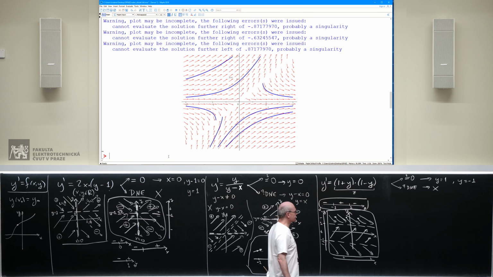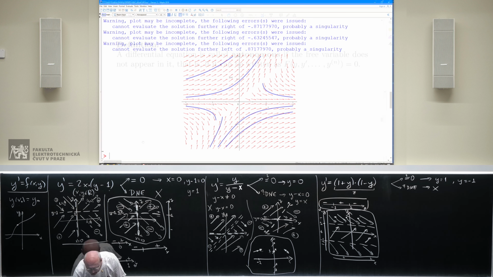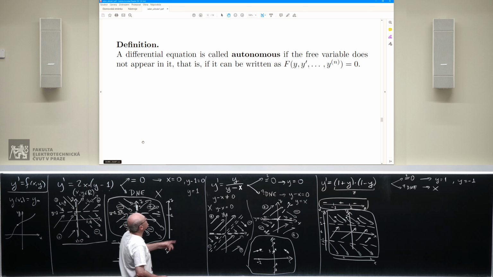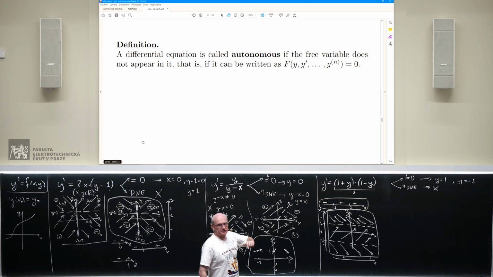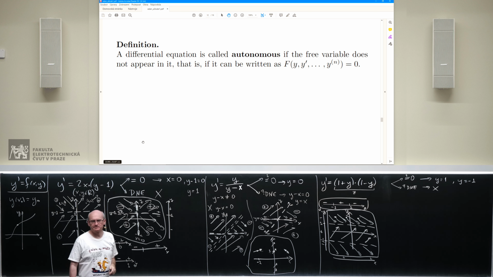This is a very specific situation. Equations like that, they are called autonomous. Let me put up a slide. So autonomous differential equations are equations where the free variable does not appear in the formula.